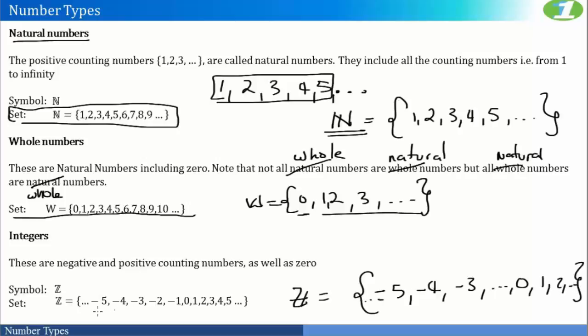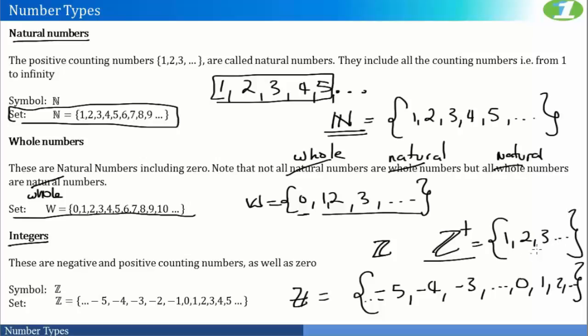As a symbol we usually use Z to denote our integers, and by that note you can actually have what we call positive integers. If we had to define positive integers, then clearly this would be Z with a little plus, and this would represent all your numbers 1, 2, 3, all the way up to positive infinity. Now note that our positive integer set is actually the same thing as your natural number set. So that's a quick take-home message there.